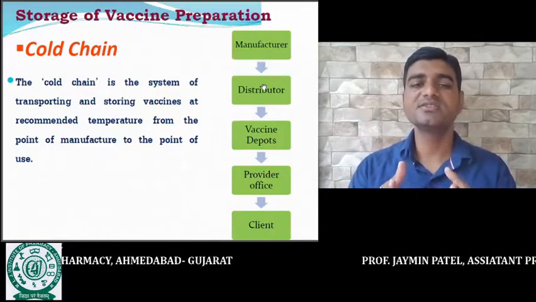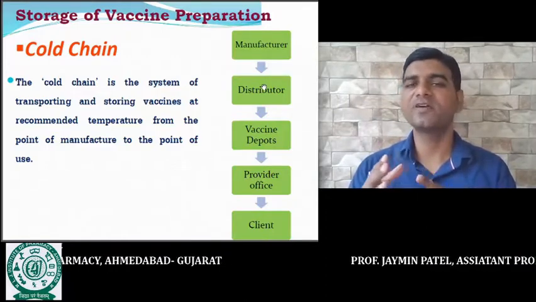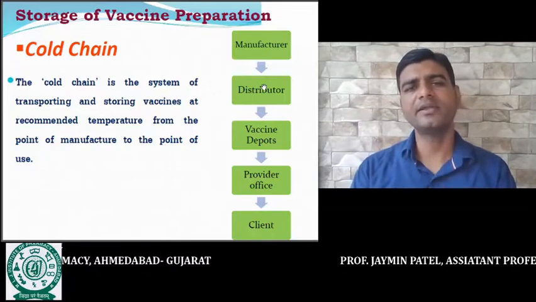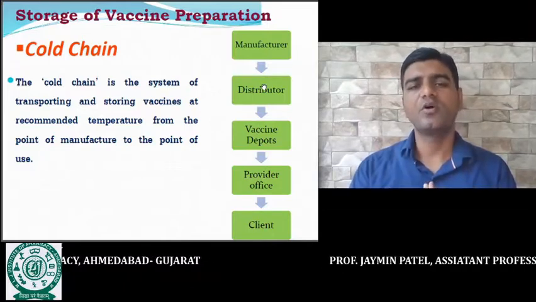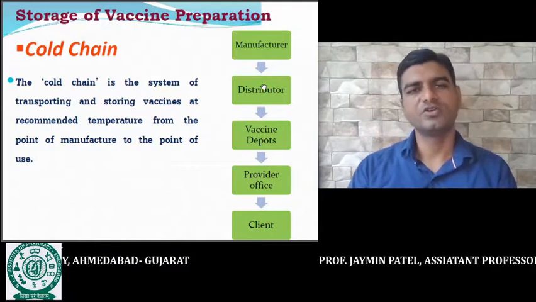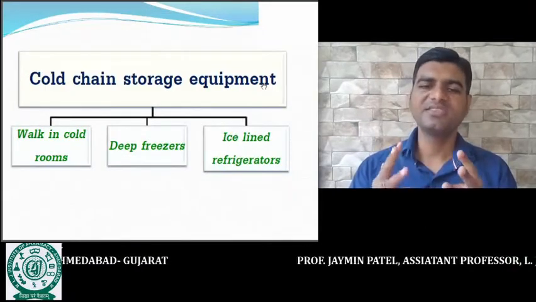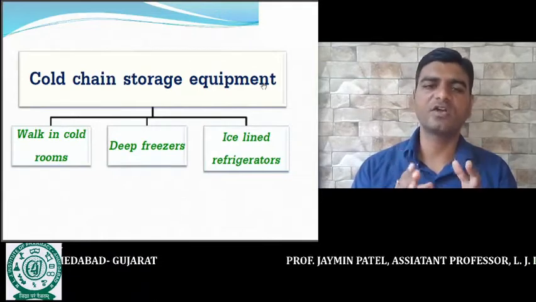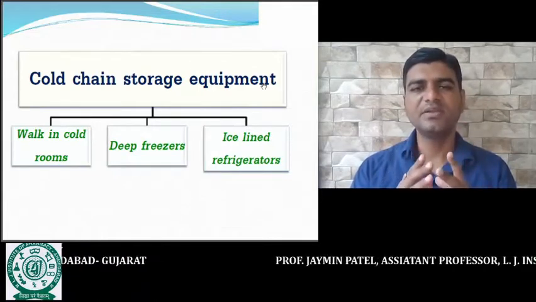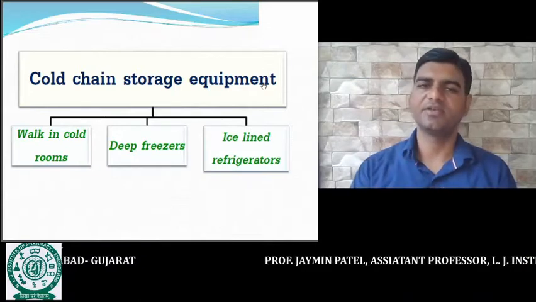So the cold chain is the system of transporting and storing the vaccine at the recommended cold temperature, from the point of manufacture to the point of use. In the cold chain storage equipment, three main pieces of equipment are used. One is the walk-in cold room, the second is the deep freezers, and the third is the ice-lined refrigerator.